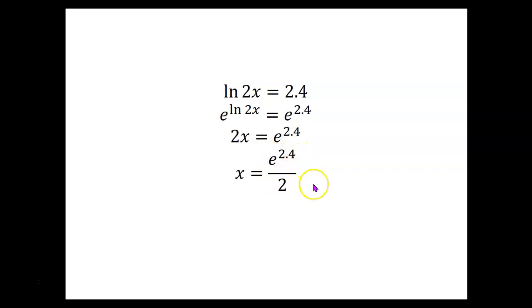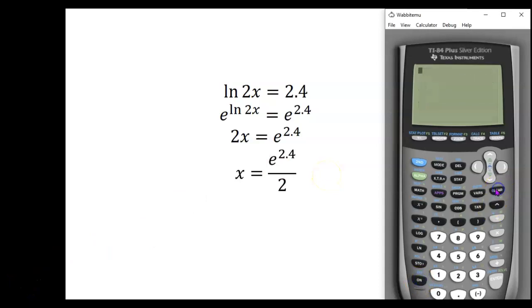Now, for the decimal approximation, this is where we get the calculator. And we put in e to the 2.4 divided by 2. Now, this particular model of calculator, I didn't have to really do anything else but e to the 2.4 divided by 2. But sometimes you might need parentheses around the argument of the exponential function.